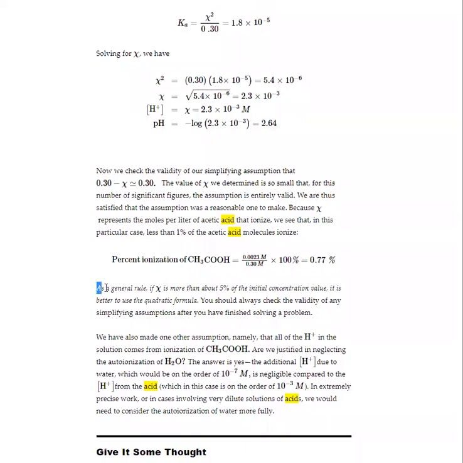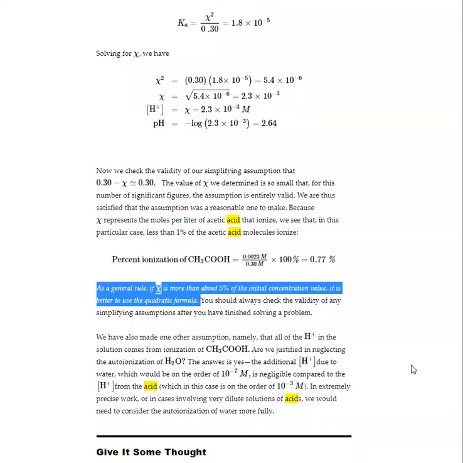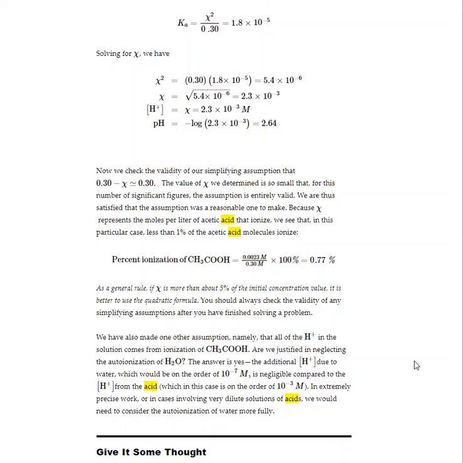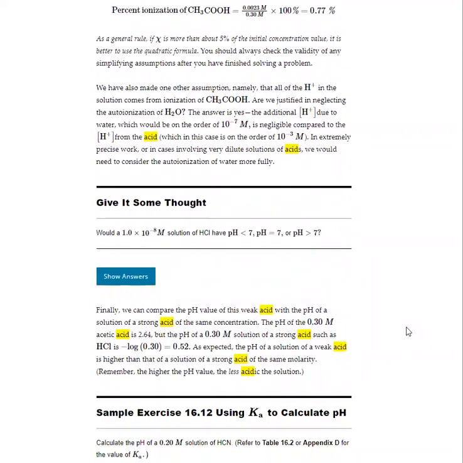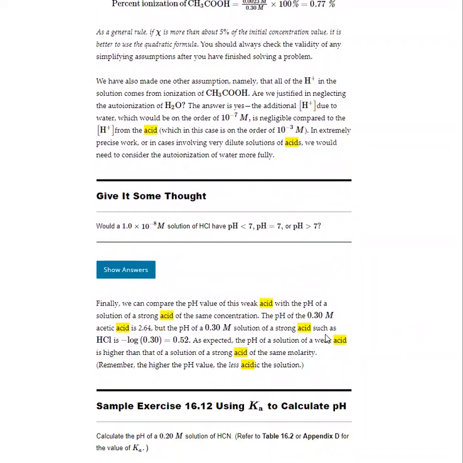This is the 5% rule. Basically, all it's saying is that if X is really, really small, you can get rid of it. It's always a safe bet not to get rid of it, but sometimes it gets difficult. But just make sure after you're done doing your calculations that it is really small and that you could get rid of it. Finally, we compare weak acids.